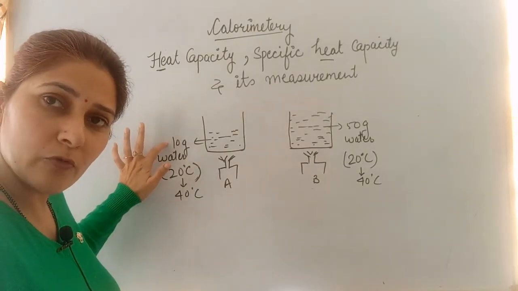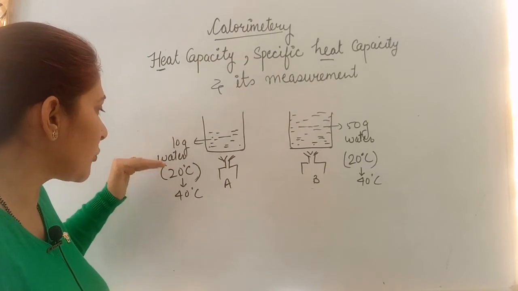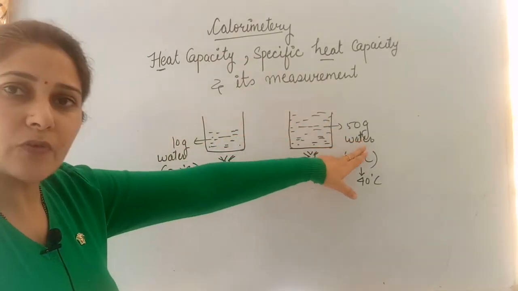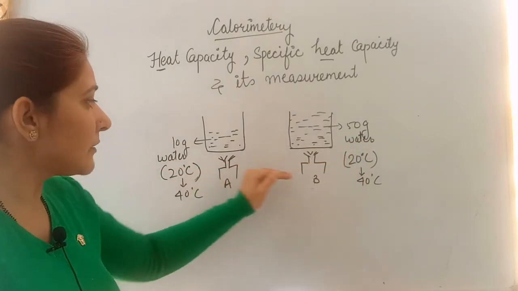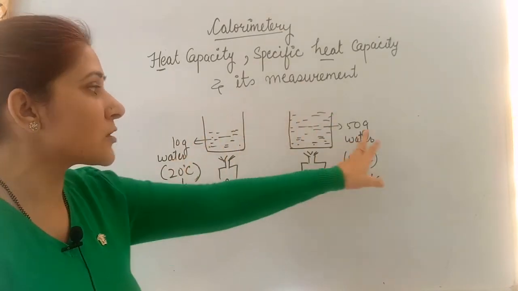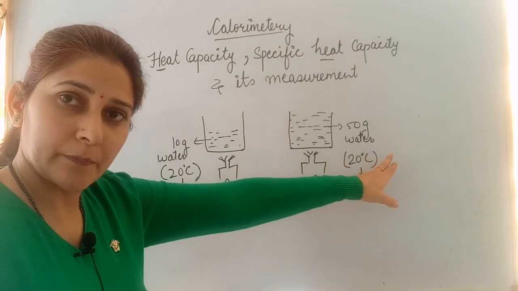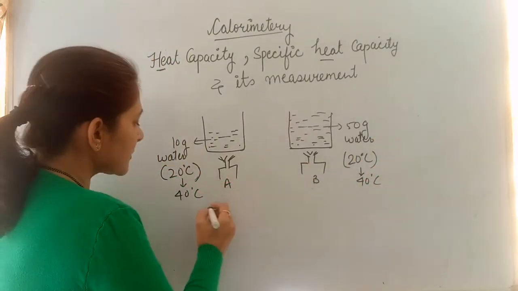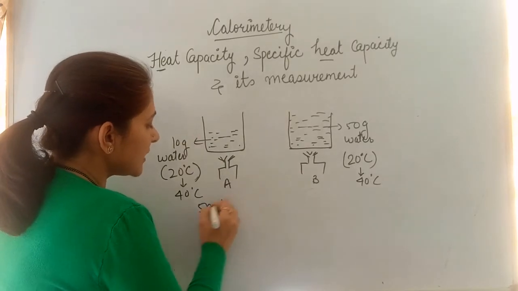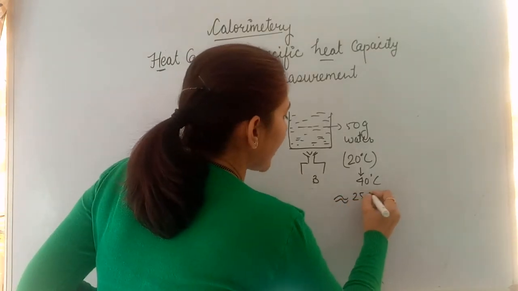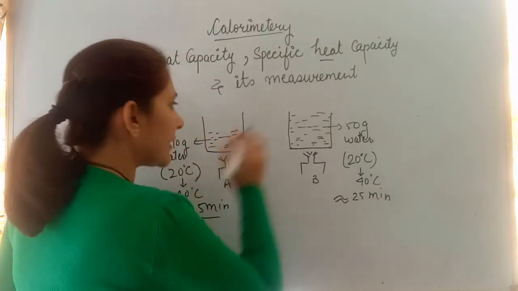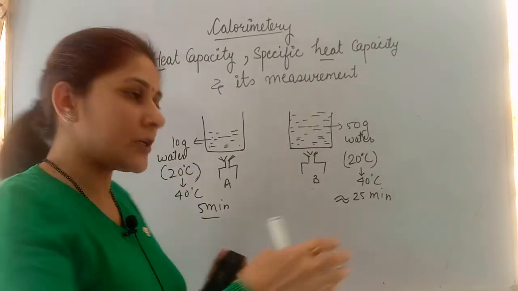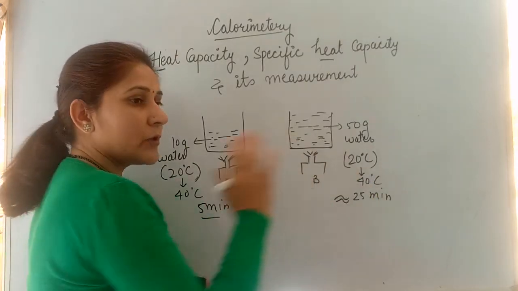Only 10 gram of water has to raise its temperature from 20 to 40 degrees because the mass of water is less. But in case of this 50 gram of water, because I am supplying the heat at the same rate, it needs approximately 5 times the time to raise its temperature from 20 to 40 degrees Celsius. Suppose this happens in 5 minutes. So this happens in approximately 25 minutes. Because the quantity is 5 times that of this, and if I am applying the same rate of heat to both the containers, that means the time will be multiplied.